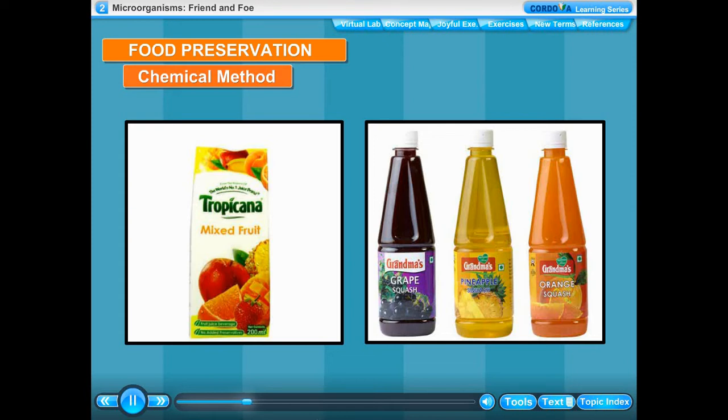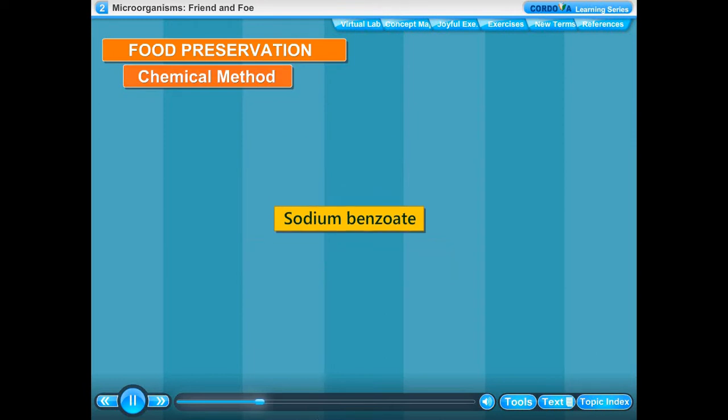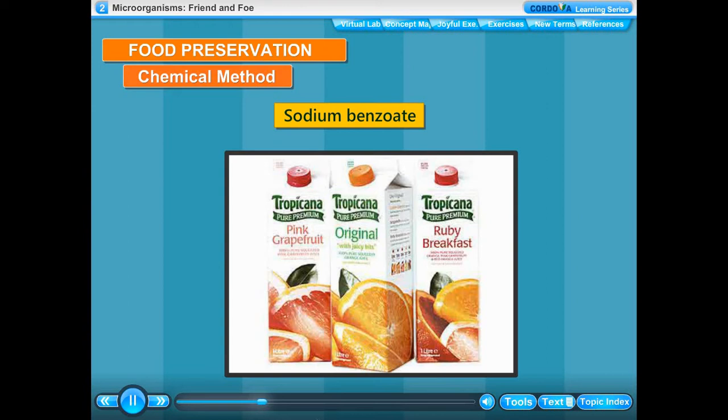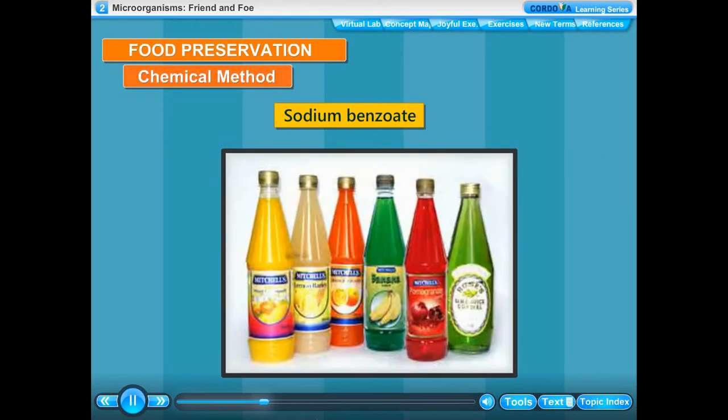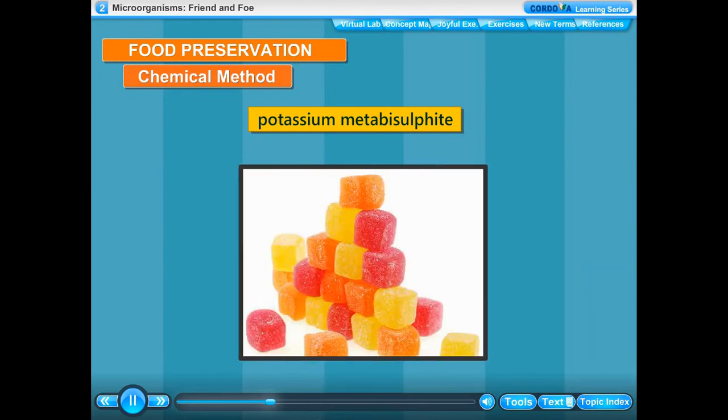Most chemical preservatives remove oxygen from the food item. This helps in preventing microbial growth. Sodium benzoate and potassium metabisulfite are common food preservatives. Sodium benzoate is used for preserving fruit juices and squashes. Potassium metabisulfite is used for preserving cut fruits, jams, jellies, etc.